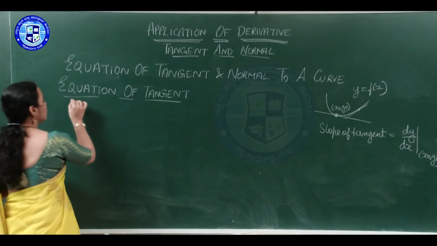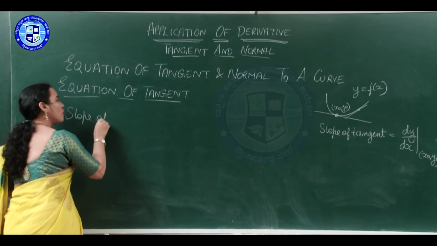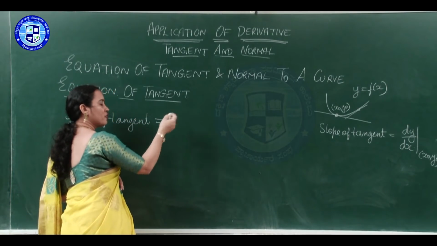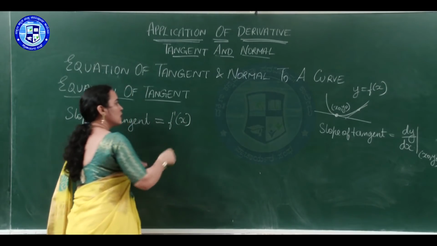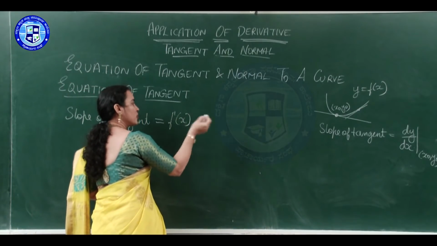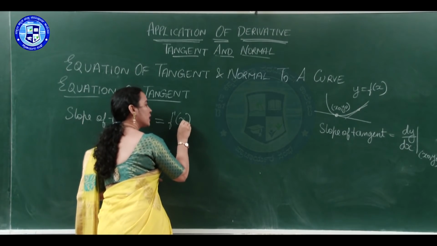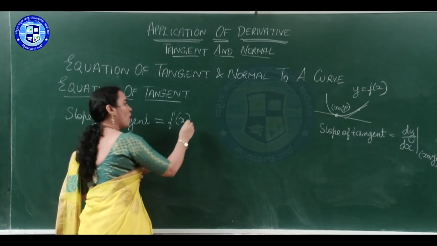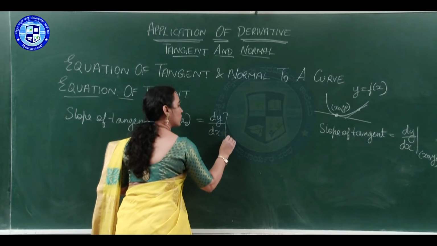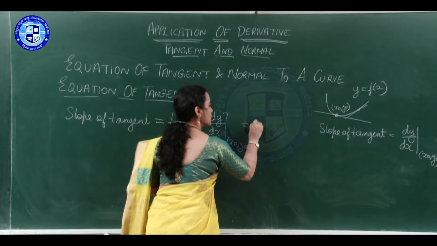To find the equation of the tangent, first we should know the slope. So, slope of the tangent: when you differentiate f of x, you get f dash of x. Slope of the tangent is nothing but the derivative at the given point. If I take the point as x naught, y naught, then substitute the point, you will get f dash of x naught, or we can also write it as dy by dx at the given point x naught, y naught, and let me denote this as m.